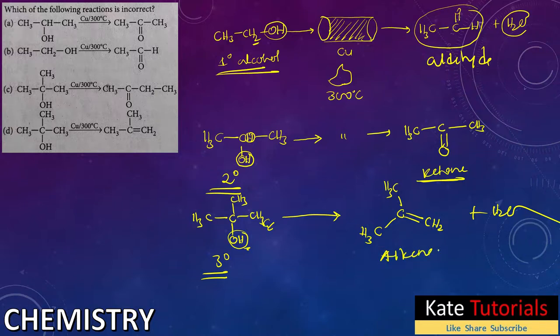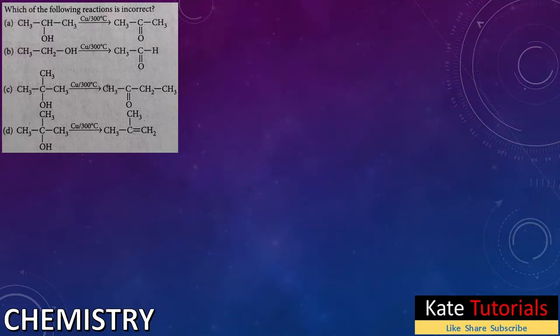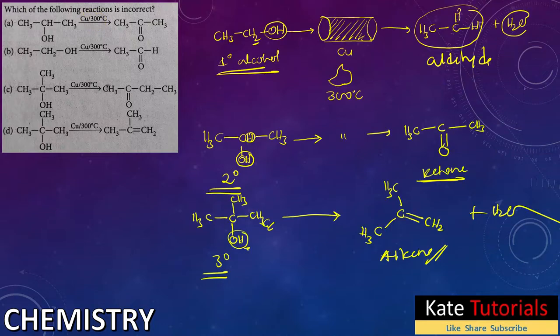This is a direct question from NCERT, so I suggest you read NCERT. In the chapter on alcohols, or in the preparation of aldehydes and ketones, you will see these reactions with copper at 300 degrees Celsius. Coming back to the question, they have asked for the incorrect option.